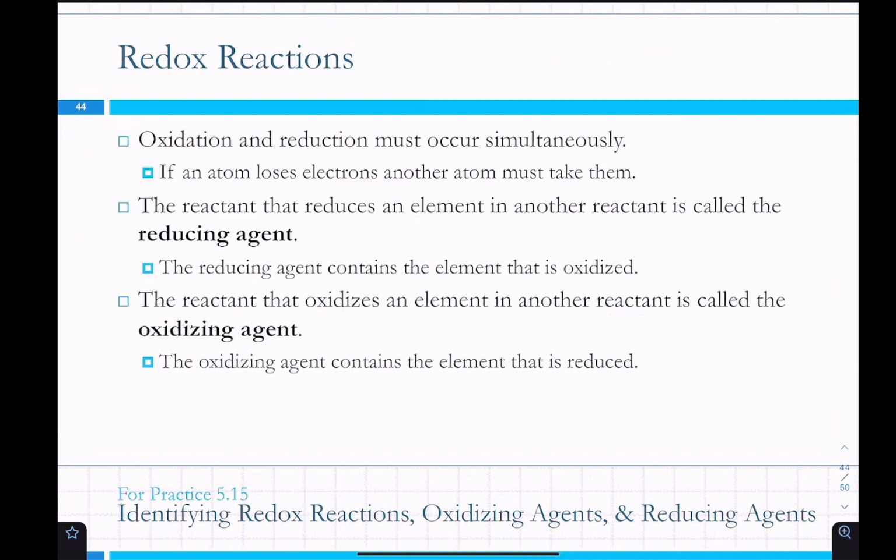So my advice to you is always first identify the thing that is being oxidized, the thing that is being reduced, and then determine the oxidizing agent and reducing agent, because it really just flips after that. But if you can find that first thing, then you don't have to worry about trying to remember which way it goes.